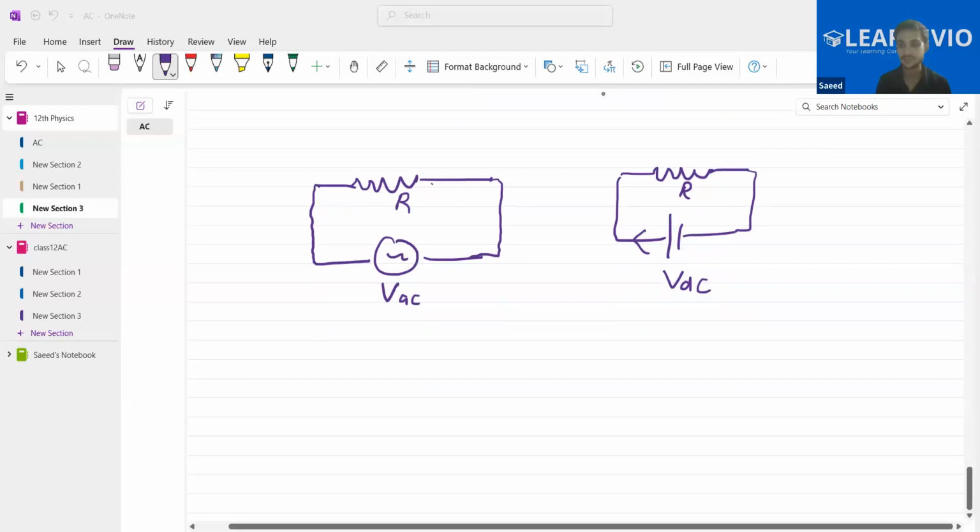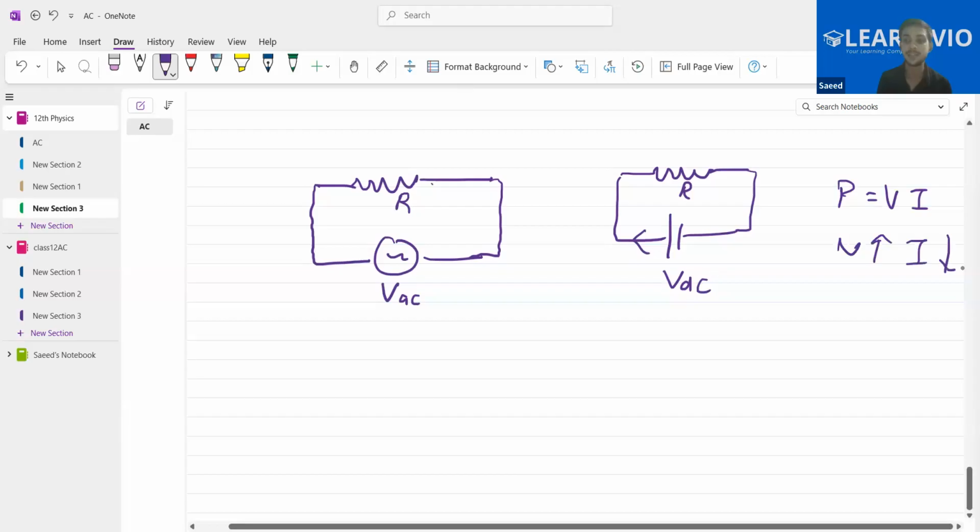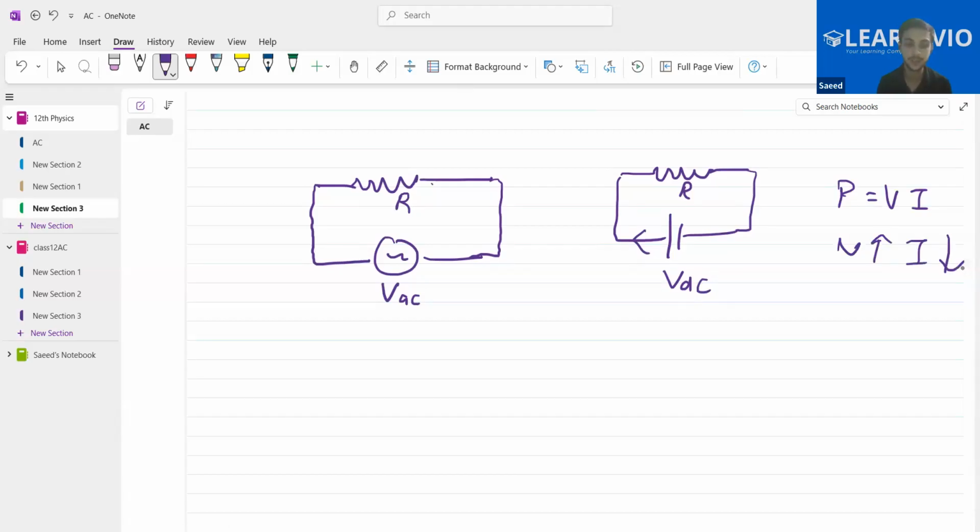See, come here. When you are writing P equals VI, I'm saying that V is very high. And if I say that I is very less, then what are you going to do? Will you still say that the power is very high? No, you can't say anything. If you don't have the information for I, you can't say that the power is high or less.